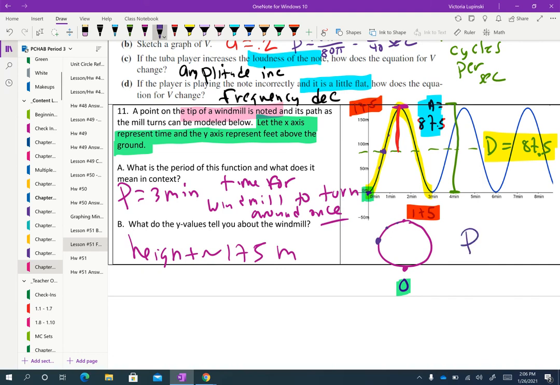And just to give you a clue, that is the next thing we're going to talk about. And that is called a phase shift. And that's a change to letter C in our equation. And that's going to be the next thing.